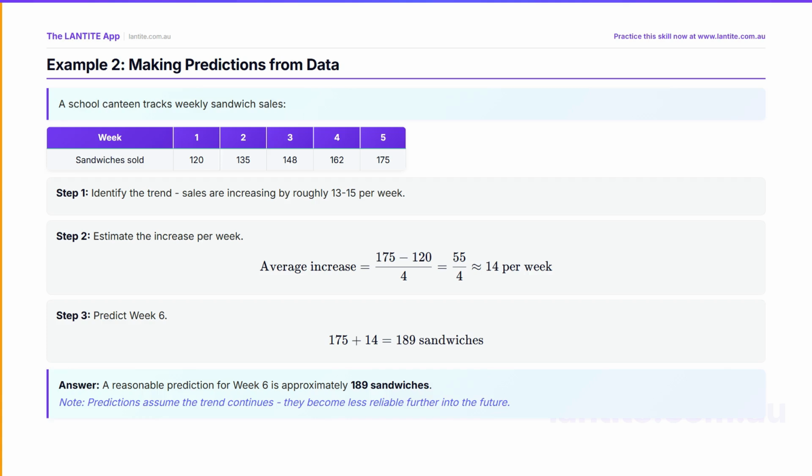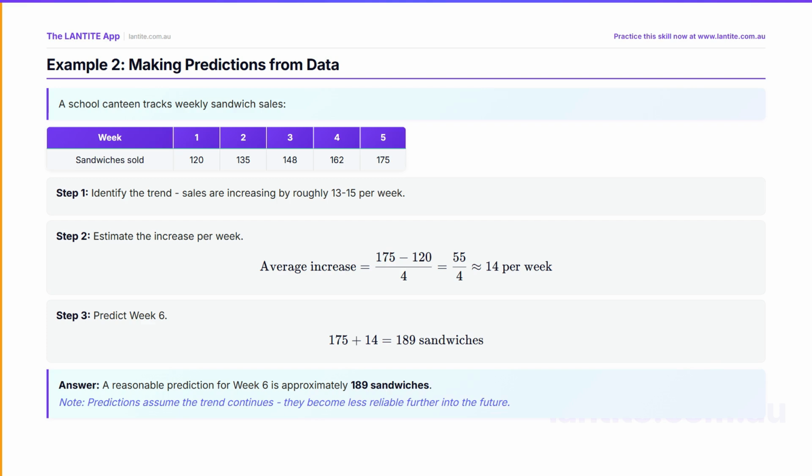Now let's make a prediction. Sandwich sales are increasing: 120, 135, 148, 162, 175. The average increase per week is 175 minus 120, divided by 4 weeks of change, which is about 14 sandwiches per week. So a reasonable prediction for week 6 is 175 plus 14, which is 189 sandwiches.